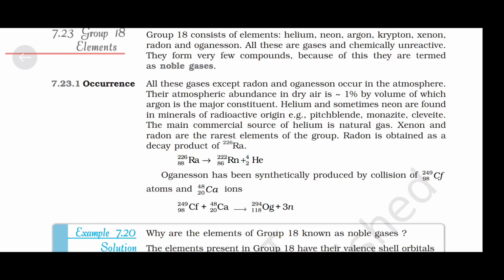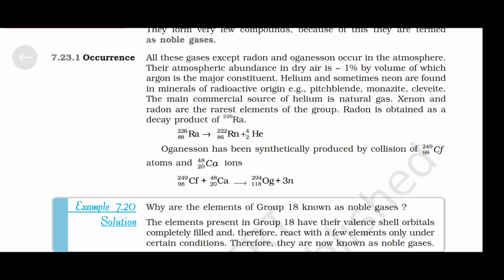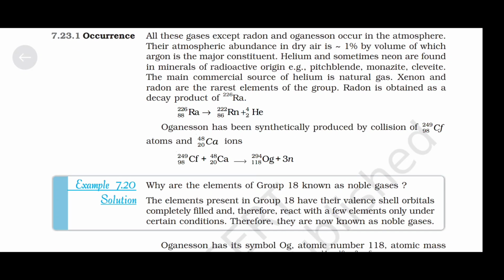Occurrence. All these gases except radon and oganesson occur in the atmosphere. Their atmospheric abundance in dry air is almost 1% by volume, of which argon is the major constituent. Helium and sometimes neon are found in minerals of radioactive origin, for example pitchblende, monazite, clevite. The main commercial source of helium is natural gas. Xenon and radon are the rarest elements of the group.